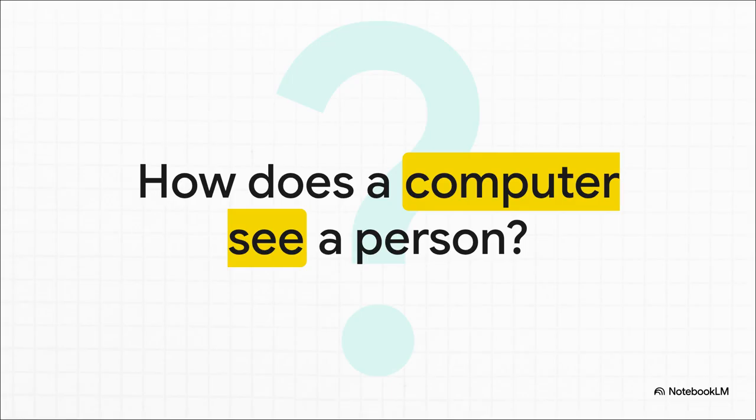So let's just stop and think about that for a second. When you glance at a photo, your brain just knows instantly there's a person there. But for a computer, what is it actually seeing? It's definitely not what you think. See, a computer doesn't see a person at all. It just sees data, a huge grid of numbers.